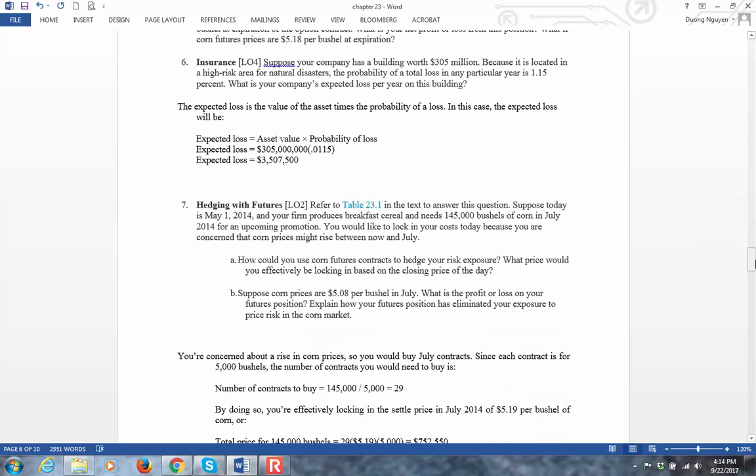Question number 6. Suppose your company has a building worth 305 million and it is located in a high risk area for natural disasters. Probability of a total loss is 1.15%. What is the expected loss? The expected loss is asset value times the probability of loss. Asset value is 305 million times 0.0115, and that equals 3,507,500.